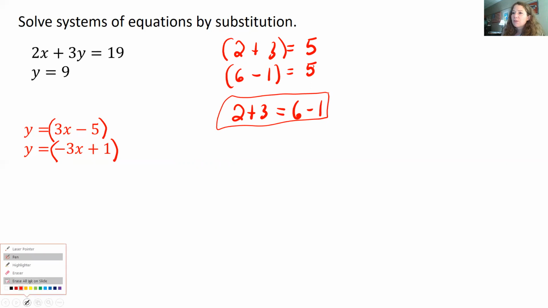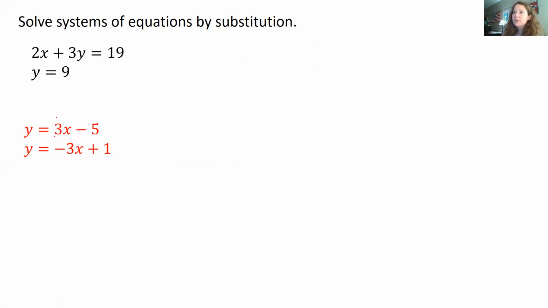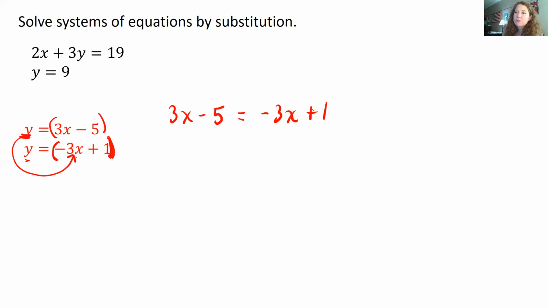So that's kind of what we're thinking about the second one. If this is equal to y and this is equal to y, that means that 3x minus 5 is equal to -3x plus 1. So we are still substituting, because we're basically replacing this y right here with this expression, because that's what this tells us. y is equal to this. So we simply substituted this expression for y, or I could say it the opposite: we substituted this expression for that y.